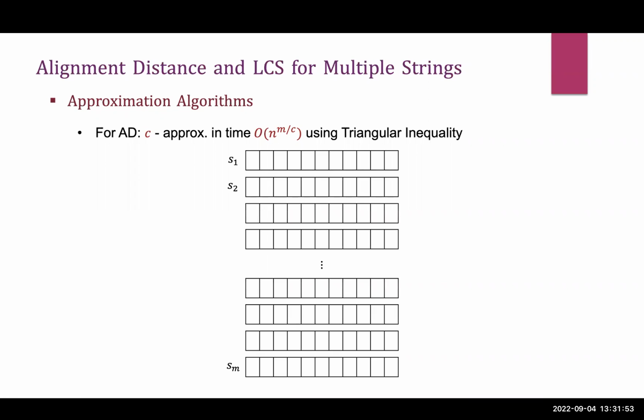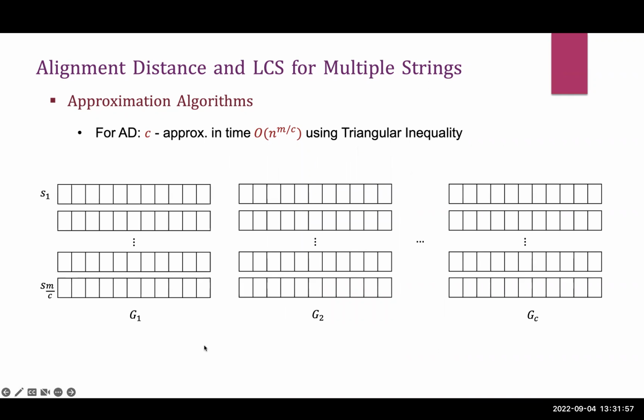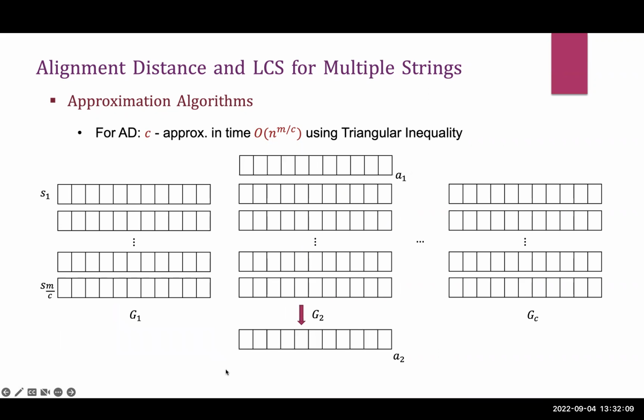In this algorithm, we start by partitioning the m input strings into c groups, where each group has m over c strings. In round 1, we find an optimal alignment of all the strings present in group 1, and let A1 be such an alignment. Then in round 2, we find an optimal alignment among all the strings present in group 2 and the alignment A1 given by group 1. Let this alignment be A2.